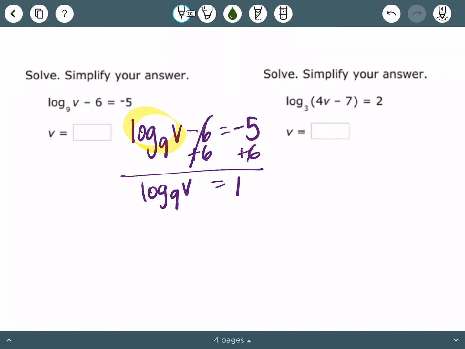From there, I can see, all right, it's in good shape. I can move 9 to the power of 1 equals v. 9 to the power of 1 is just 9. So we know that v is equal to 9.